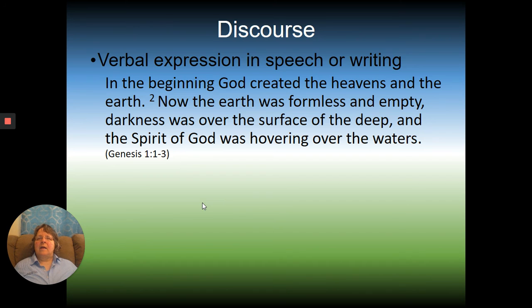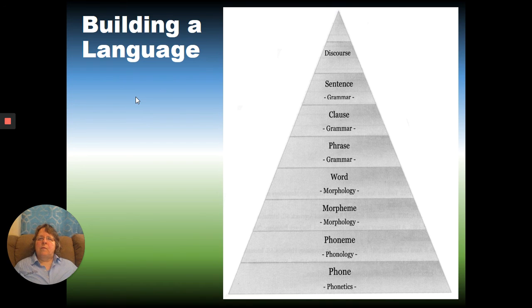And then we get into what we call discourse, where this actually begins to create communication and meaning. It's verbal expression in speech or writing. For example, Genesis 1:1-3: In the beginning, God created the heavens and the earth. Now the earth was formless, and the Spirit of God was hovering over the waters. So now we have to start to have meaning to what we're doing. So just remember, when we're building a language, all these pieces go into it for every language in the world.